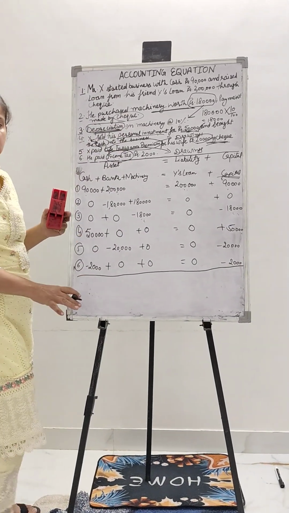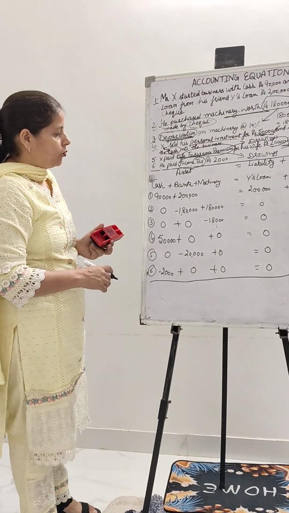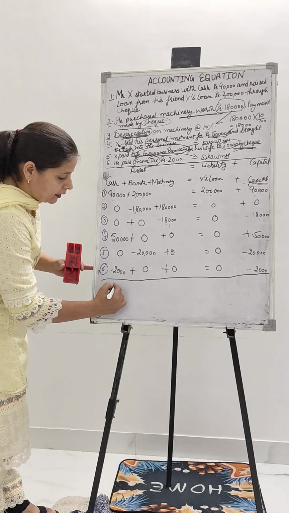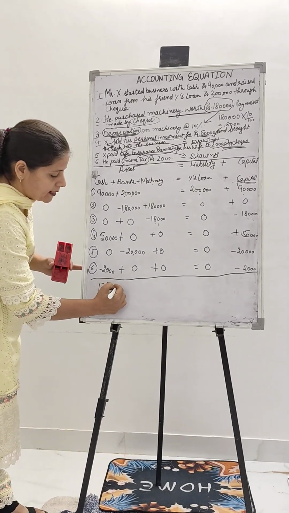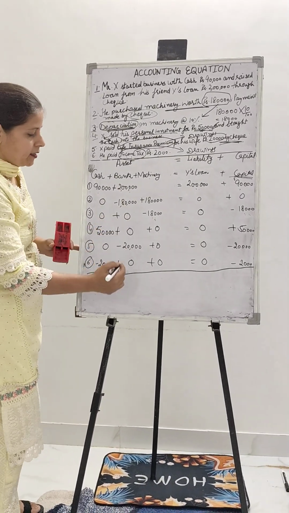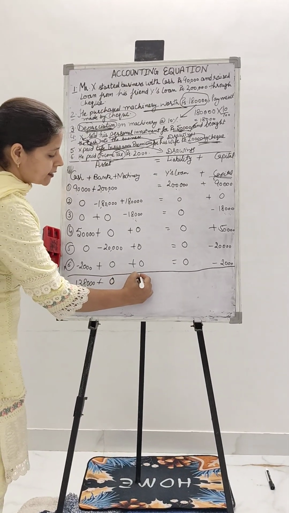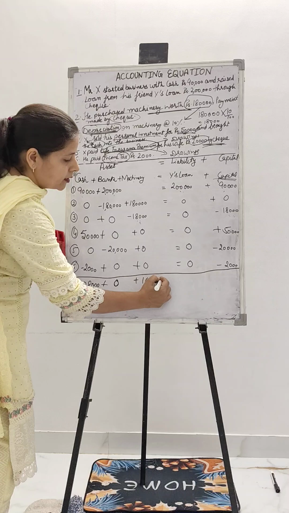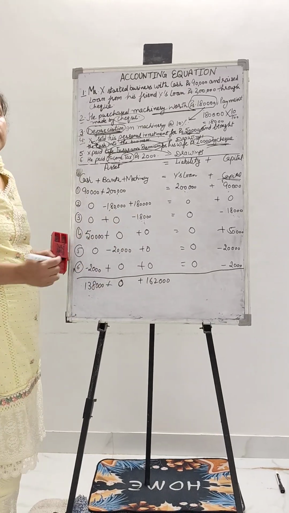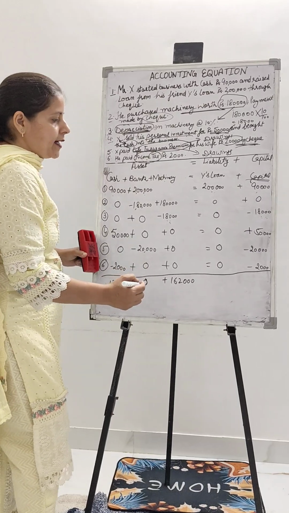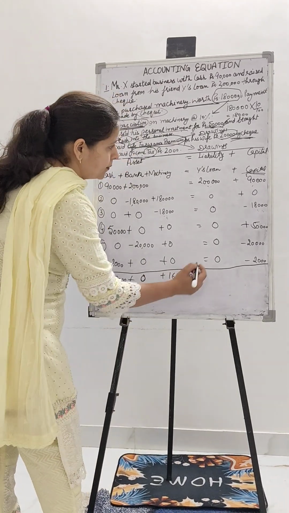All the transactions are done. Now let's see with what he is left over here with the balance. 1,38,000 is the balance in the cash, and here zero balance is in the bank account, and his asset is left over, his machinery is left over with the value of 1,62,000. When we add up here, it becomes 3 lakh rupees.